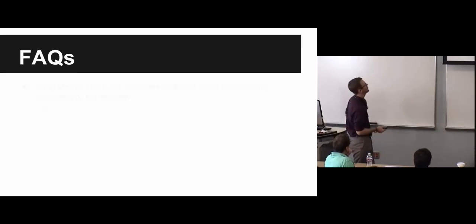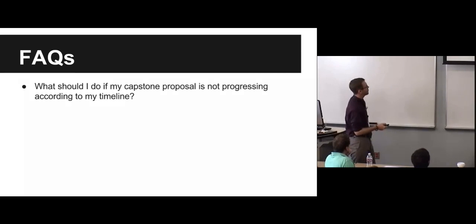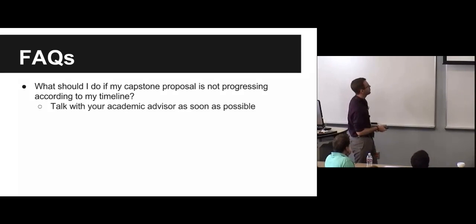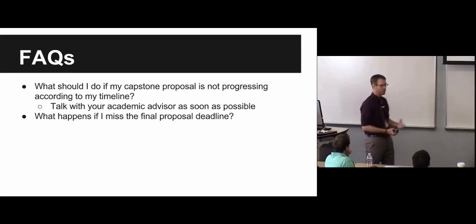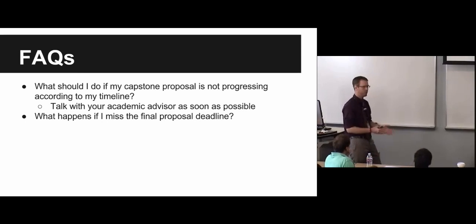Right. Awesome. What should I do if my capstone proposal is not progressing according to the timeline? Talk to your academic advisor as soon as you can, because we'll be able to come up with some strategies for getting you back on track. Maybe you scale your project back, something, you never know. There's all kinds of different options there.